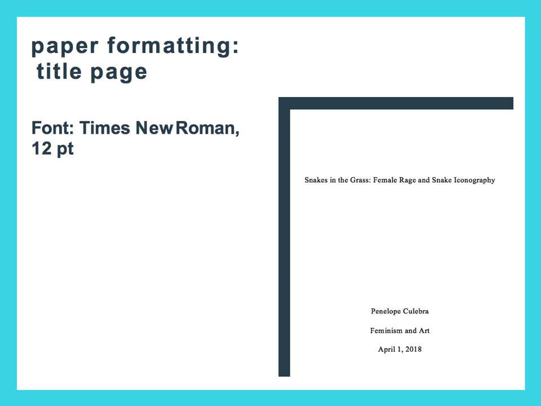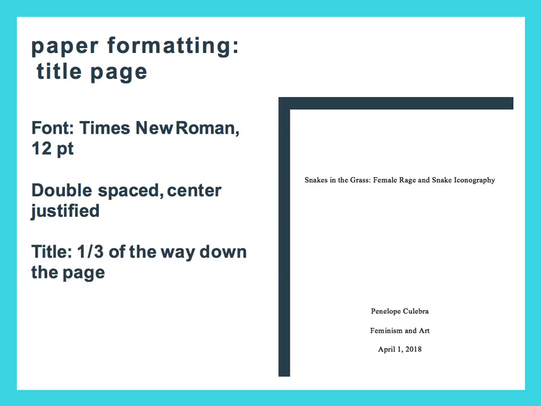Every writing style has its own formatting requirements. Chicago style requires that research papers need title pages, which I have an example of here. Basic formatting for the paper requires Times New Roman font in 12 point. The title page, as well as the rest of the paper, should be double-spaced. The title page itself should be center justified. The title of the paper should be a third of the way down on the page. And don't forget to put your name, the class your paper is for, and the date.